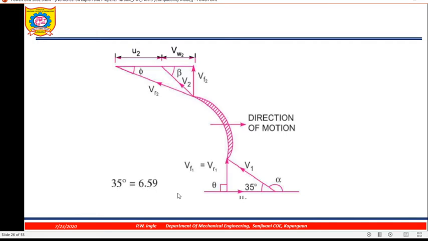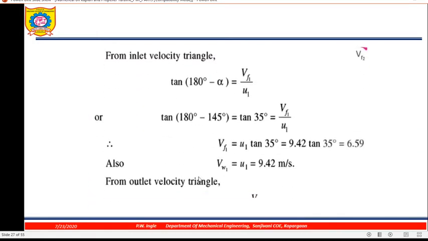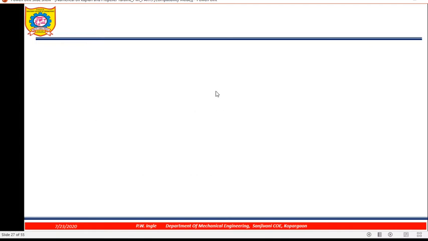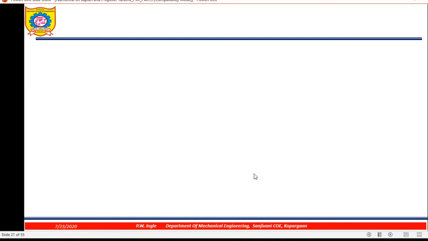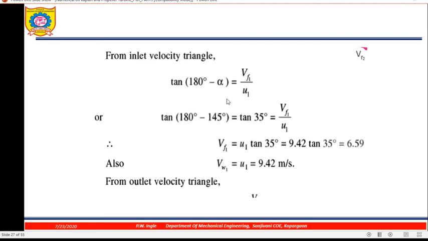35 degree. Now next, from inlet velocity angle, tan of 180 minus alpha is nothing but this 35. What is tan 35? It is VF1 upon U1, because this side is U1 equal to VW1. So tan of 180 minus 145, that is tan 35, equals VF1 upon U1. So you are getting the value of VF1. Then U1 is equal to VW1, so it is 9.42 meter per second.